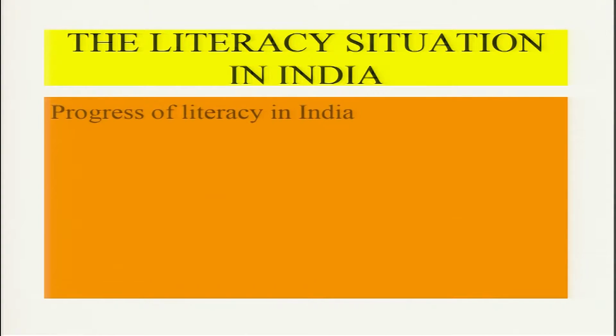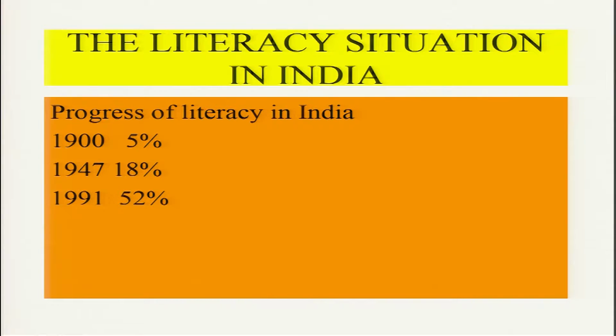Now let us look at the literacy situation in India. What is the literacy situation in India? Let us look at some figures of progress of literacy in India. In the beginning of the last century, in the year 1900, only 5% of Indians were literate. When we became independent, at that time only 18% of Indians, that means even less than 1/5 of Indians, were literate.